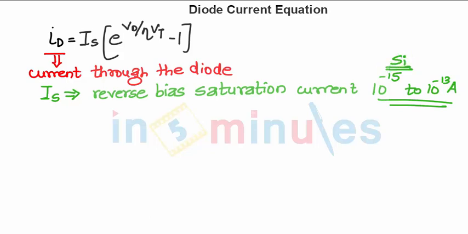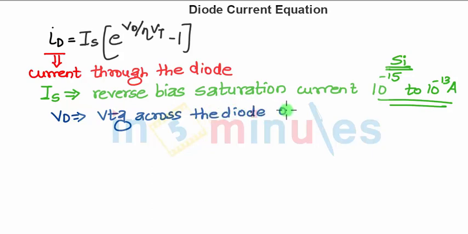Then next is VD. VD is the voltage across the diode. For silicon it is 0.7 volts and for germanium it is 0.2 volts.